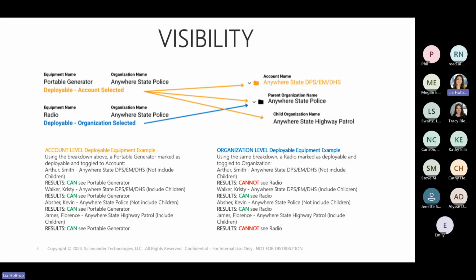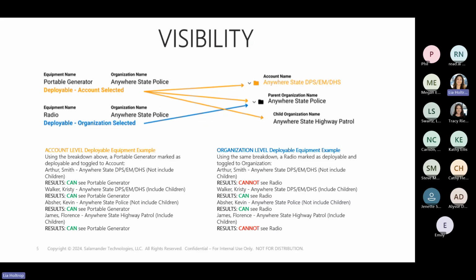So taking a look at this image right here, we're going to do a breakdown. Taking a look at this portable generator that's been set to deployable account for Anywhere State Police. So all users, if we're looking at this breakdown here, regardless of where they are assigned in the organization tree, will have visibility to this portable generator.